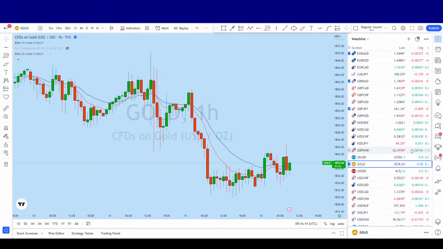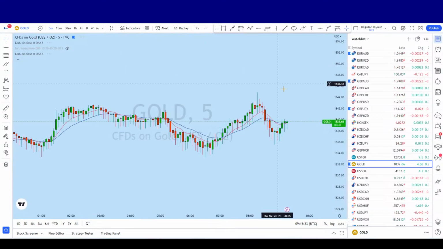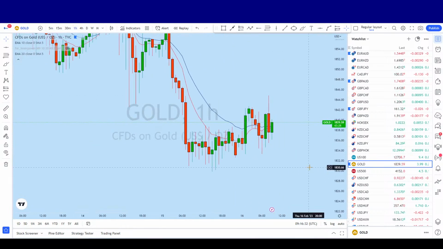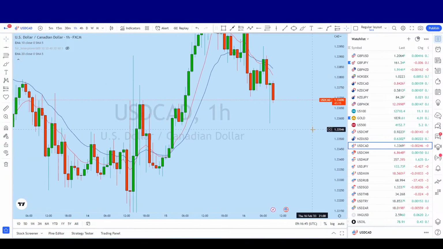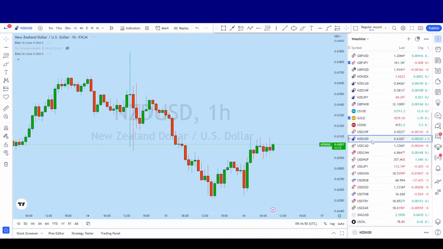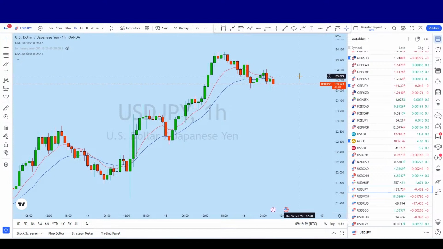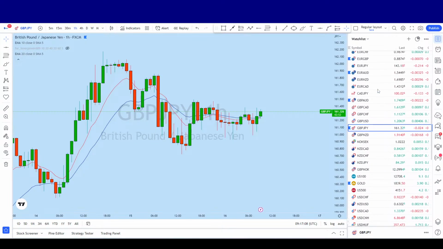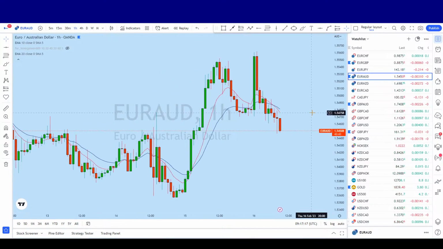Any trade? Gold is very sideways, it's completely sideways. Your AUD in fact dropped from that level.